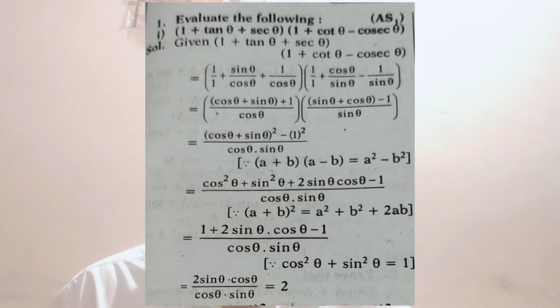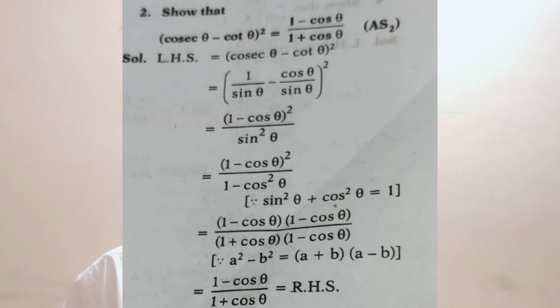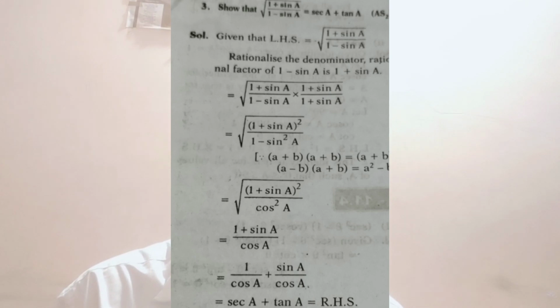And one more important 4 mark sum: evaluate 1 plus tan theta plus sec theta into 1 plus cot theta minus cosec theta, and sin theta plus cos theta whole square plus sin theta minus cos theta whole square. And one more important: cosec theta minus cot theta whole square is equal to 1 minus cos theta by 1 plus cos theta. Next, prove that under root of 1 plus sin a by 1 minus sin a is equal to secant a plus tan a.